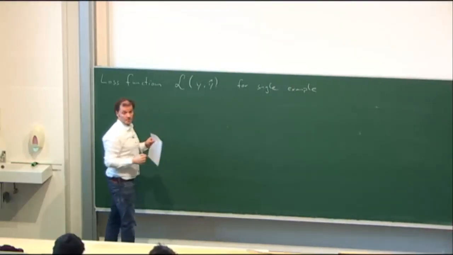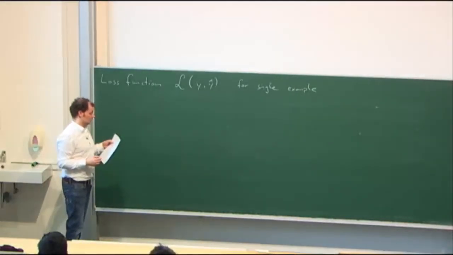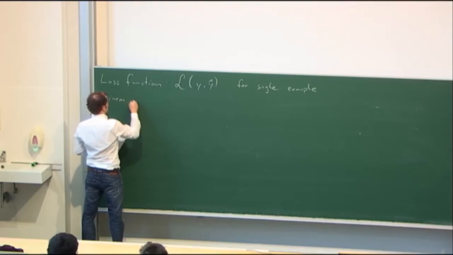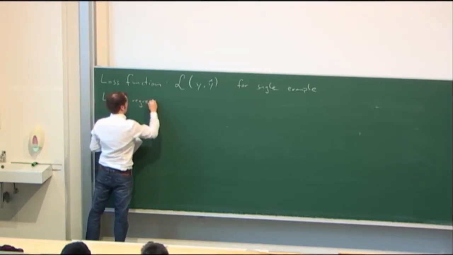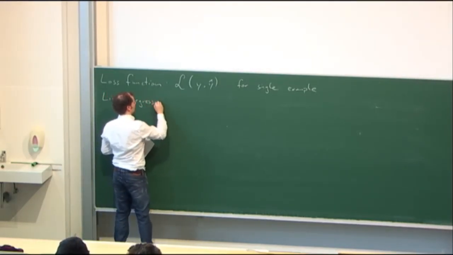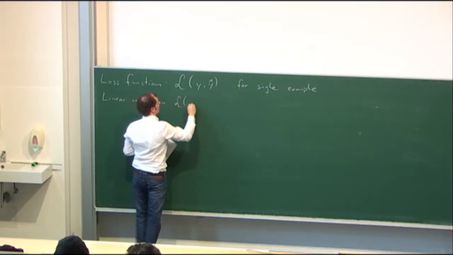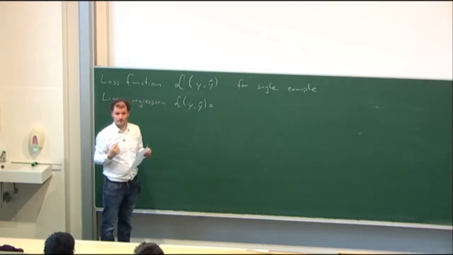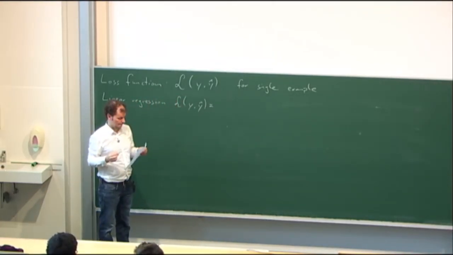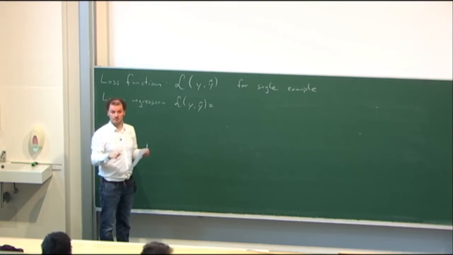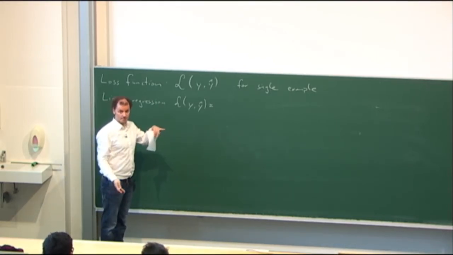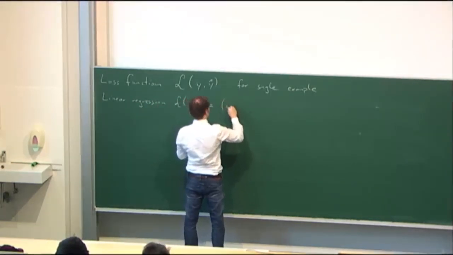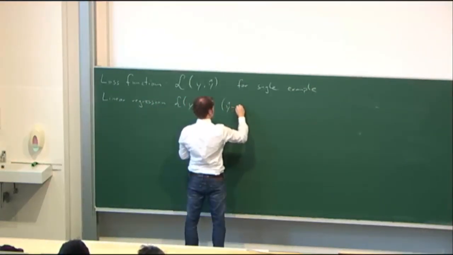Does anybody remember the loss function that we use in linear regression? The loss of y and y hat was, yes? Just the squared residual, because the cost function reads then sum over all the examples. So this is just a single example. So the loss is y hat minus y squared.